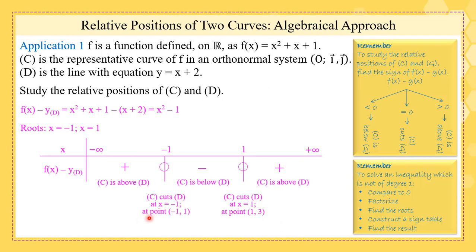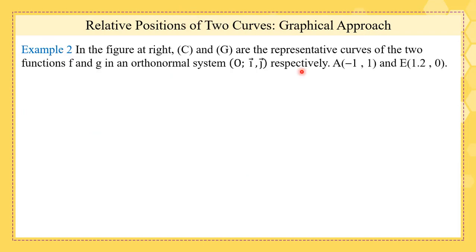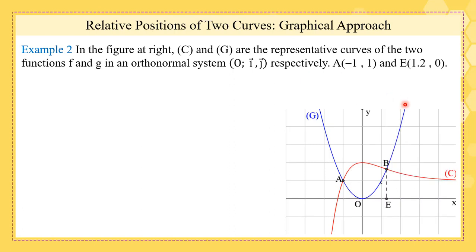But if we want to know the point of intersection, we can substitute minus 1 either in the equation of the function or in the equation of the line. Now we're going to see the relative positions of two curves graphically. We have this figure. The red curve is the curve C, and the blue curve is the curve G. And they intersect at A and B.